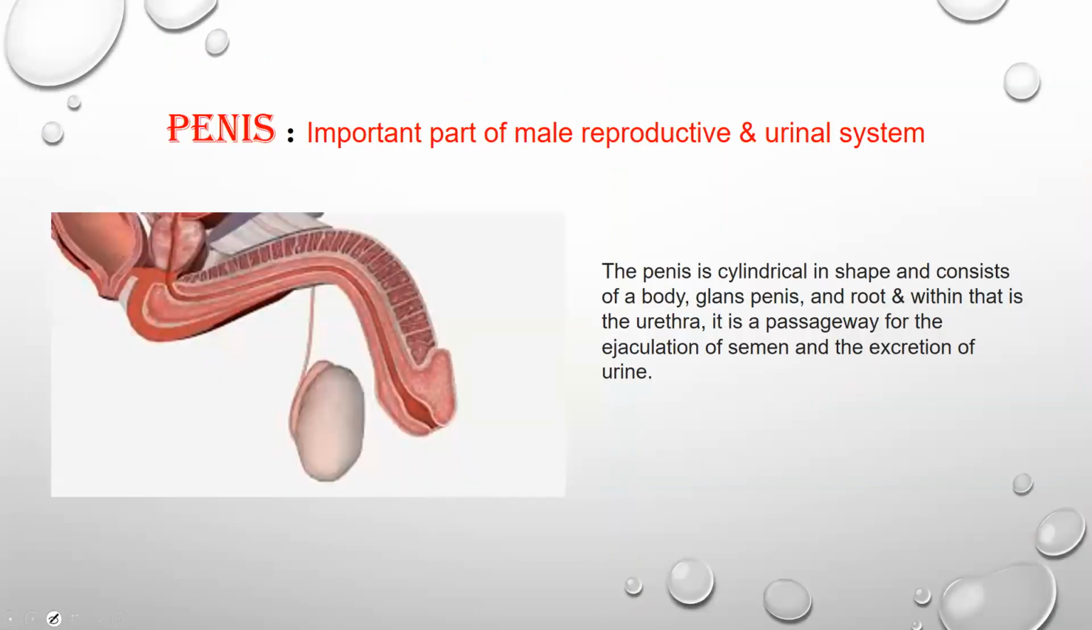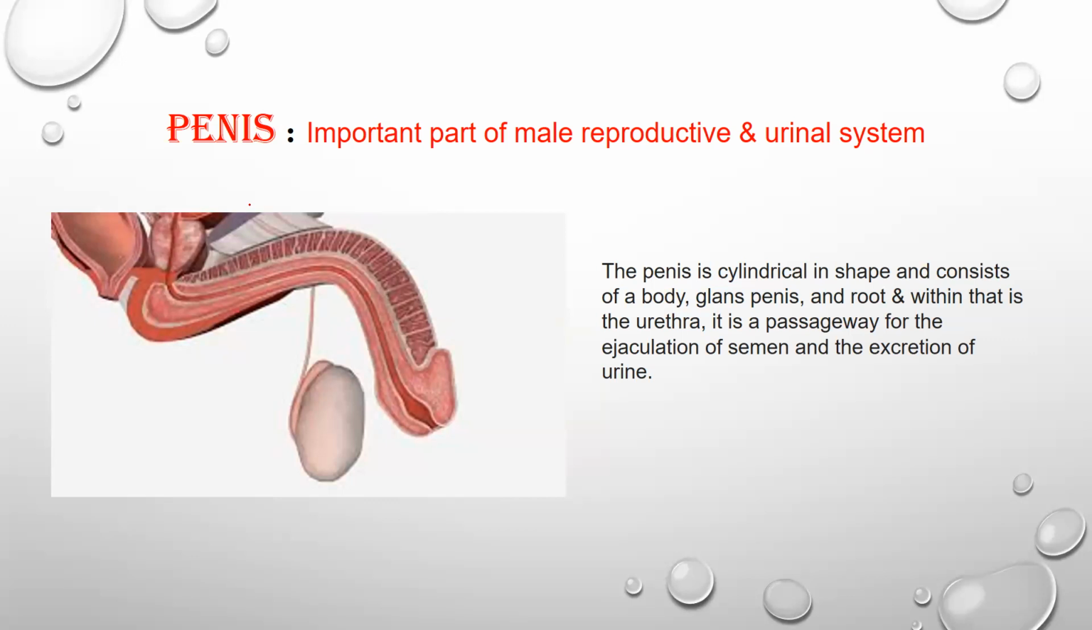Penis. Let's understand the first organ, the penile structure. The penile structure is a very important organ, for the urinary system as well, responsible for urination, and for reproduction also, because semen, sperm and ejaculation come through it. So this is an important area.